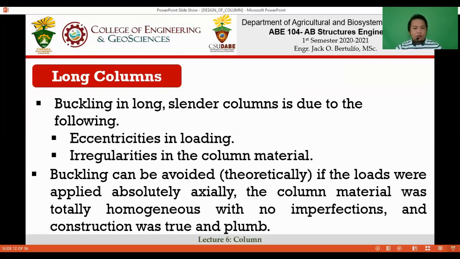So buckling can be avoided if the loads were applied absolutely axially, the column's material was totally homogeneous with no imperfection, and construction was true and planned. But it is possible to take account of this, because it's not perfect yet.